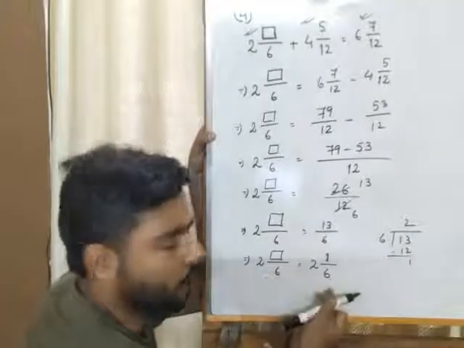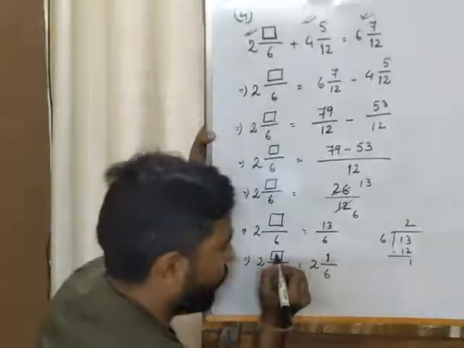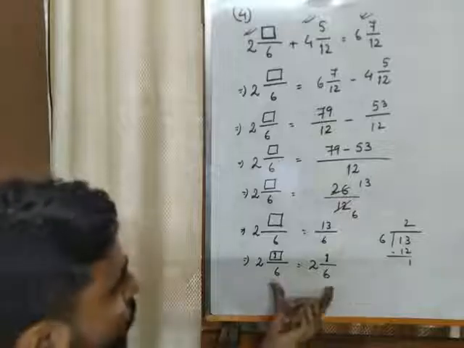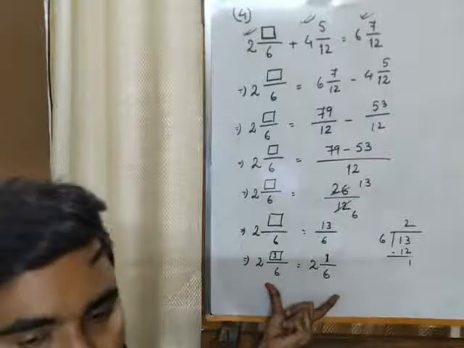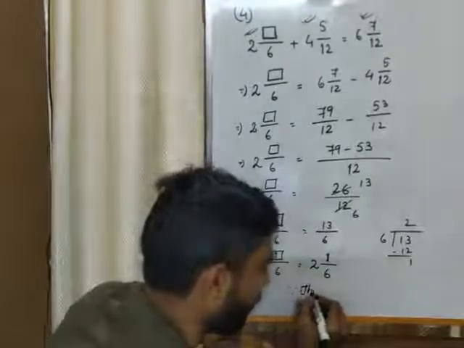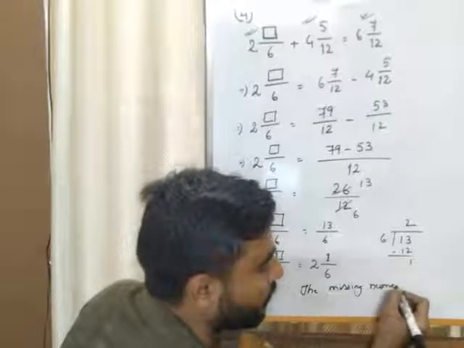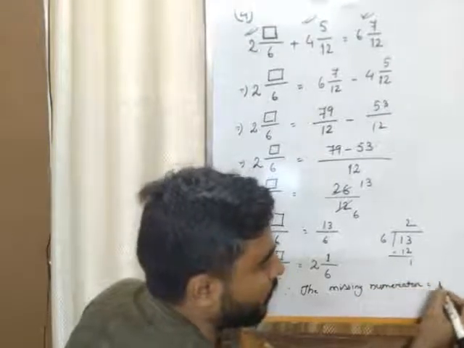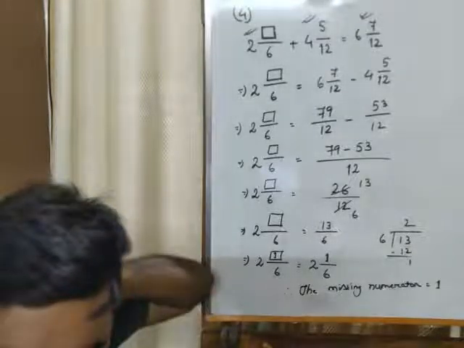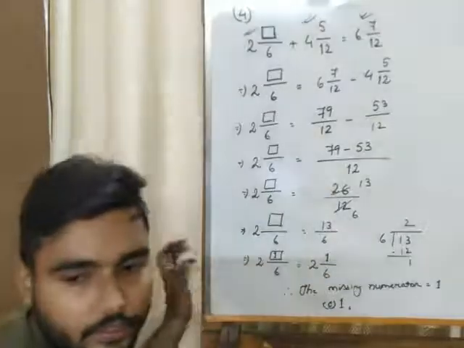So now you can see these two numbers are equal. So for these two numbers to be equal, the numerator should be what? 1. The blank space should be filled with 1 to make both the left hand side and the right hand side equal. Clear? So therefore I can write the missing numerator is equal to 1. Answer is option number C.